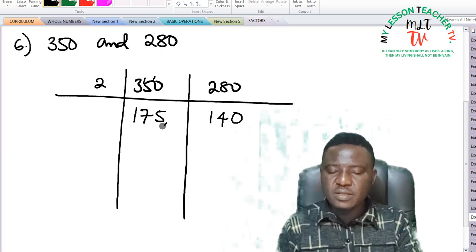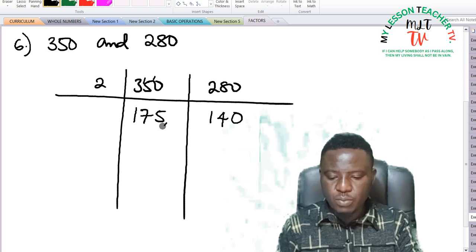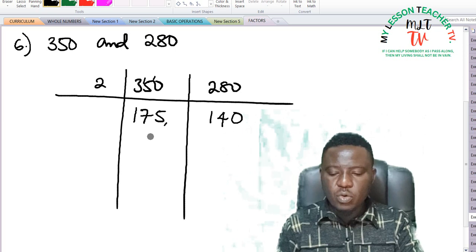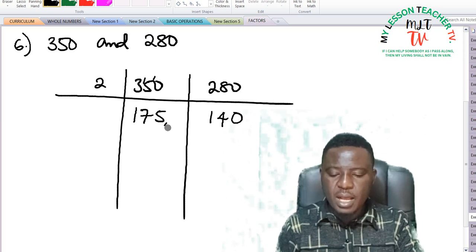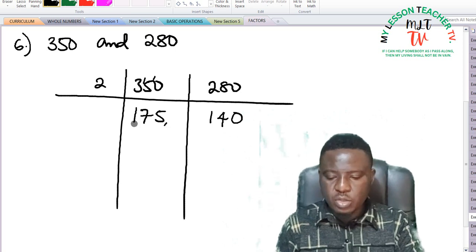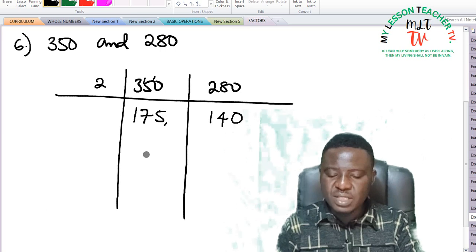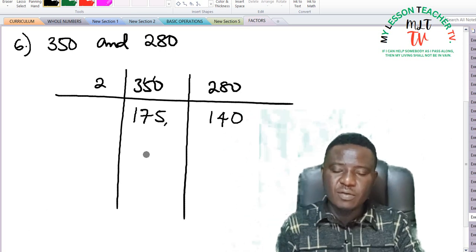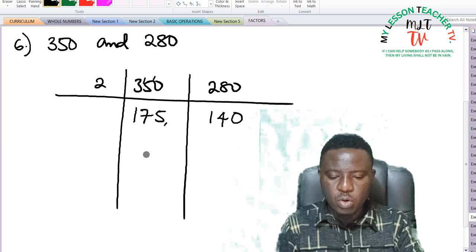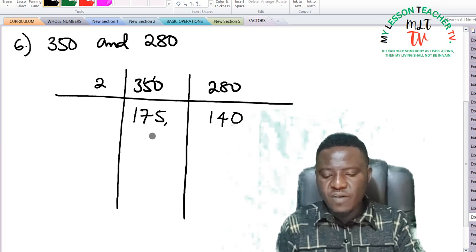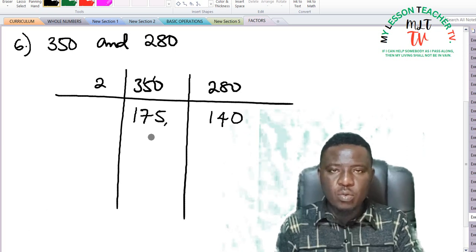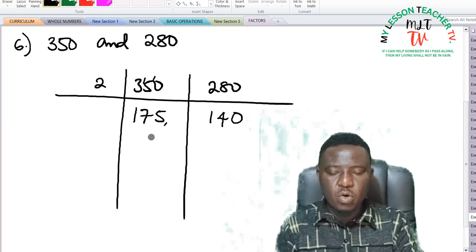So we therefore test for the next possible number, which is 3. The condition for divisibility by 3 is that the sum of the digits in that number must be a multiple of 3. So if you add 1 plus 7 gives you 8, 8 plus 5 is 13. It therefore means that 3 cannot go. What about 5? 5 can go because the rule for divisibility of 5 is that the last digit must either be a 0 or a 5.